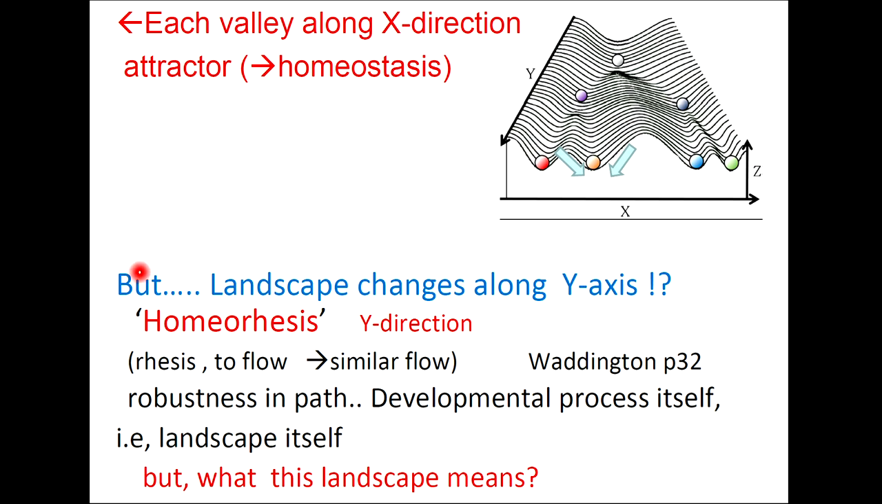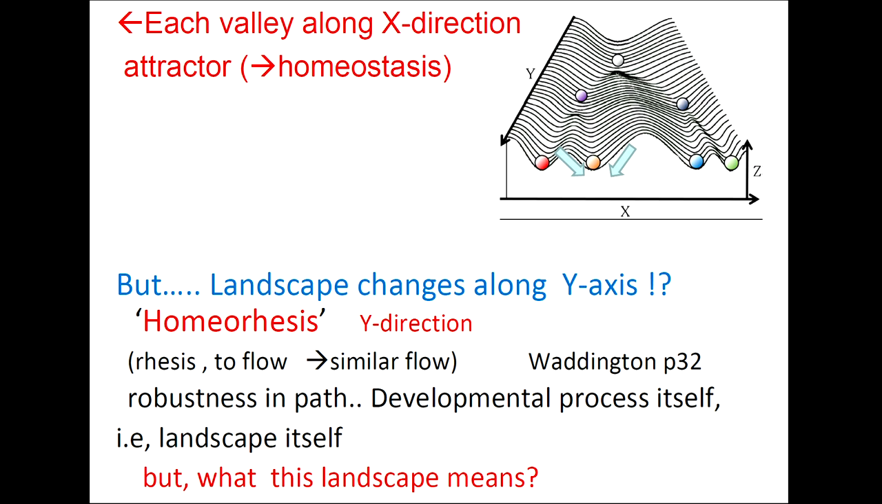So the question is that, through the developmental process, somehow the effective dynamical system changes slowly from this to this. Then the question is, what is this axis? That's the question.